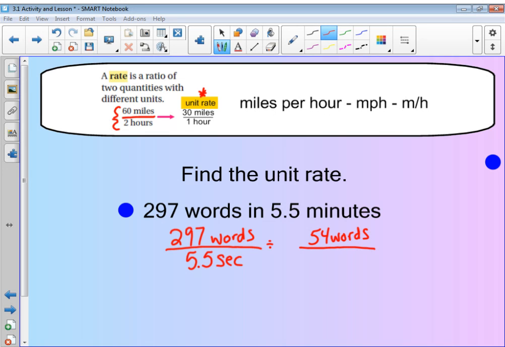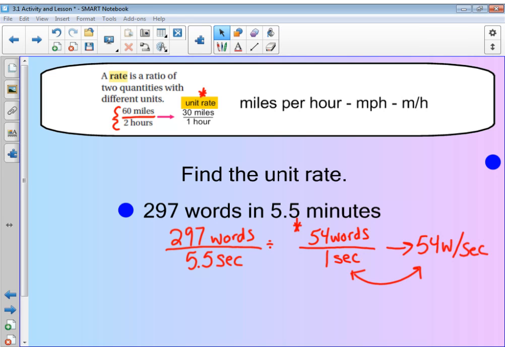per, and when we reduce it, we're reducing it to over 1, and then that would be second. Now, this is probably more commonly written like this, 54 words, and I'm just going to put a W for my words, per, so a slash mark is often used, second. And you can use the word per also instead of the slash mark. Okay, this is written out as a unit rate, and you have to understand that these two here are interchangeable. You could see it either way, those are a unit rate. Okay, so let's try another one.